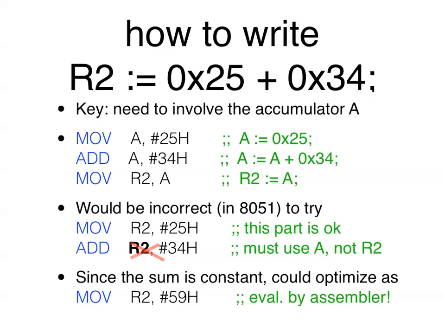But the smarter way is to just say, oh, I know 25 plus 34, that's a constant expression. I do compile-time constant folding, and so I compute that's 59 hex. So I just do a move, R2 gets pound sign 59 hex. And so, consider that, because that's actually the fastest way to do it.